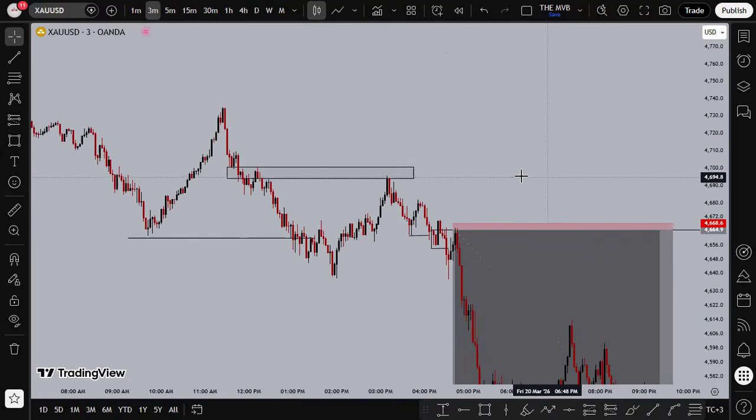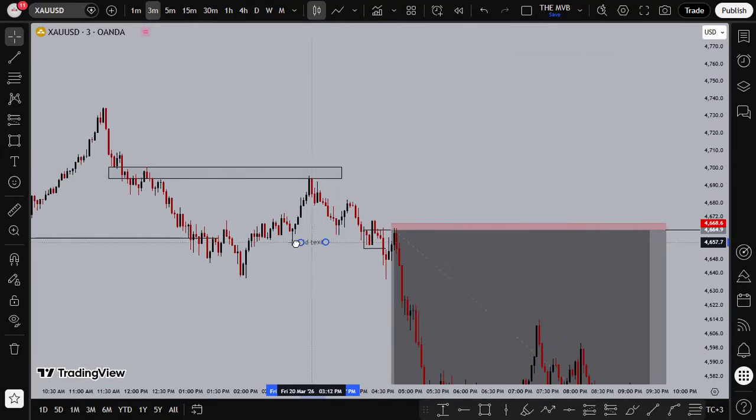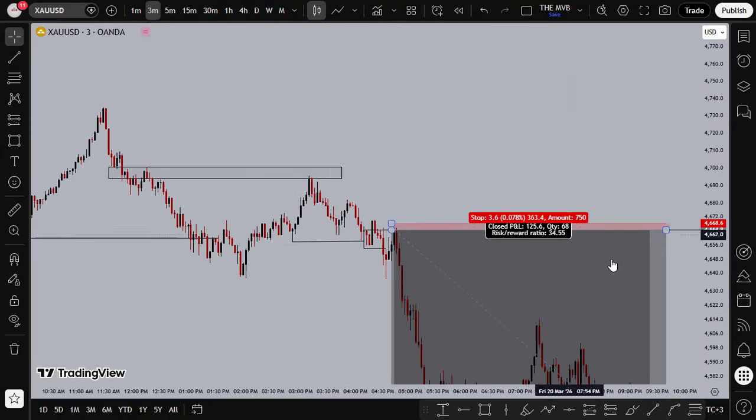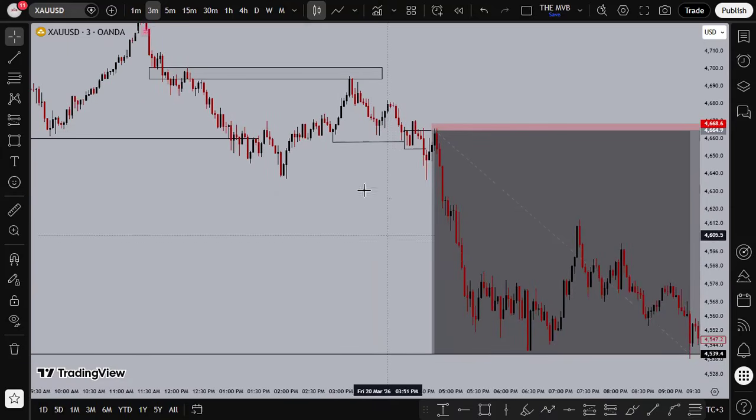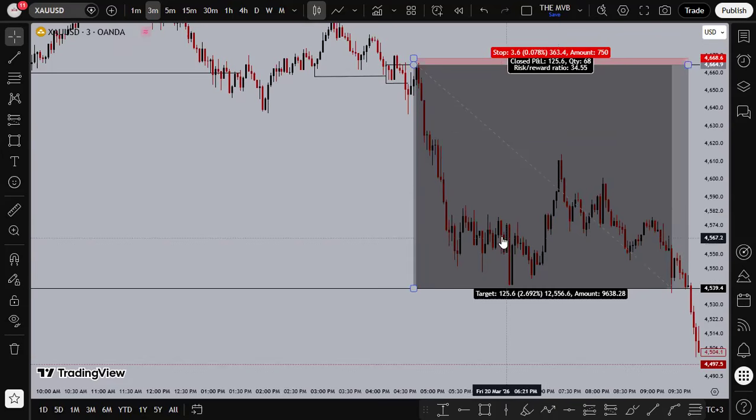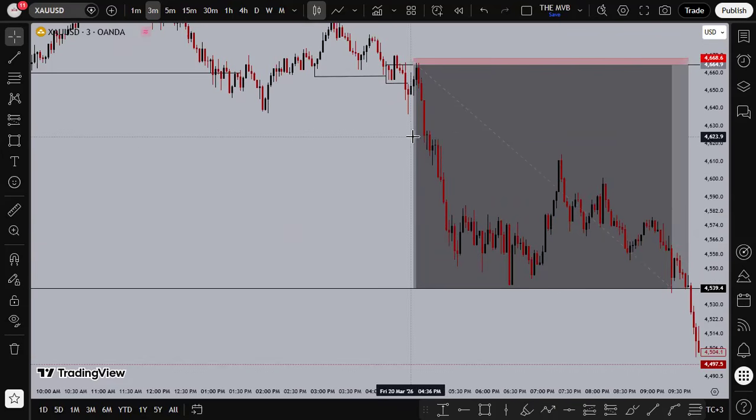Yes, we have that. The change of character with inside formation. Actually, the change of character was in this structure here. But what I waited for is we changed character. The market entered in these levels, but it didn't go all the way in. And then we created another structure. That was the structure I used. Instant liquidity engineering, took the entry in the 1 minute, and then boom, 1,200 pips in this trade.